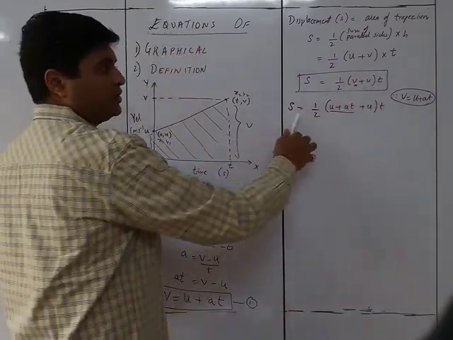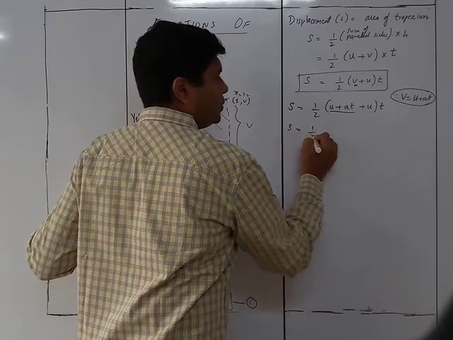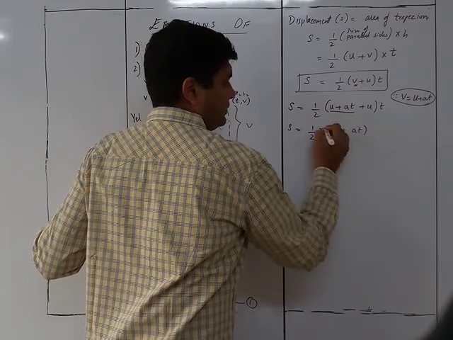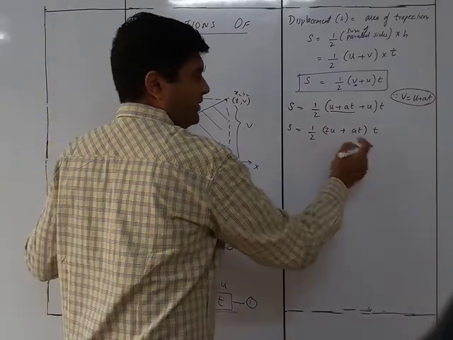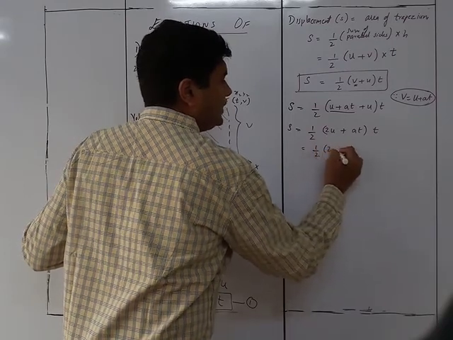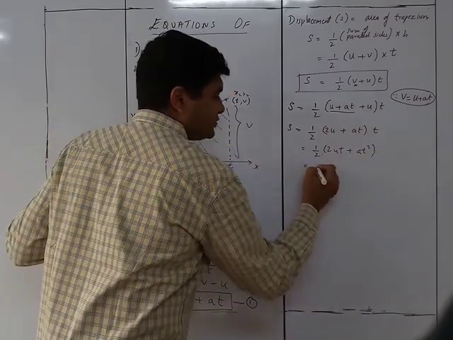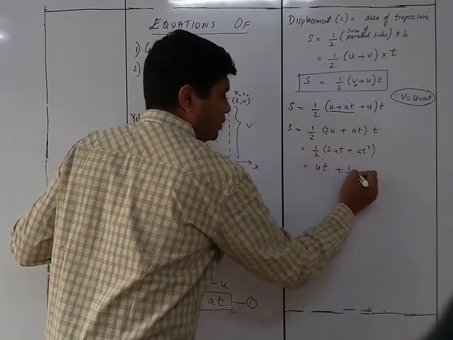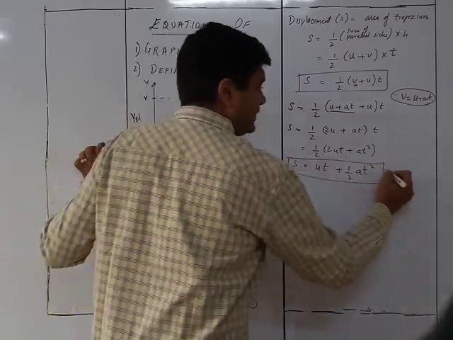Got it? So S is equal to half. Now u plus u is 2u. So S is equal to 1 upon 2 into (2u plus at) into t. Let's not multiply inside, you can have it like this. This is 1 upon 2 into (2ut plus at square). Now take the half inside, so the 2 cancels, and we get ut plus 1 upon 2 at square.